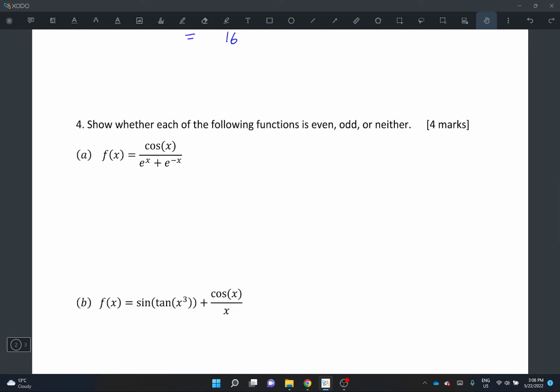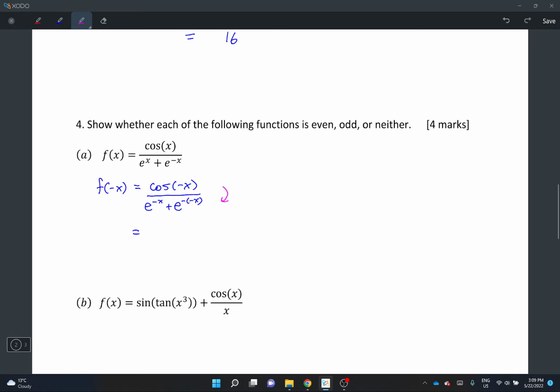Question 4. Show whether each of these is even or odd. To show something's even or odd, replace all the x's by negative x's and see what happens. Okay, so all those x's got replaced by negative x's. Now, might as well write straight down. I'm going to make some comments here.